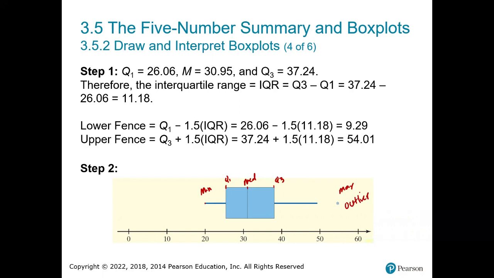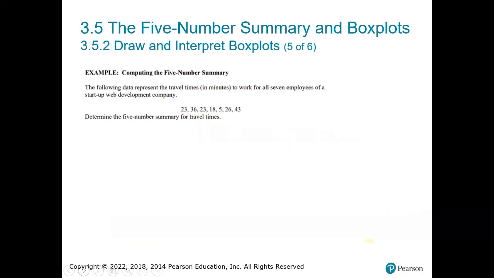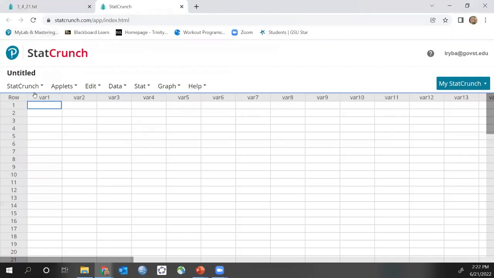So I'm going to do 2 examples, and then we'll discuss a little bit about their shape. Okay, so this is the same travel time data. I don't think I have mine saved anymore, so I am going to open a new StatCrunch here. Give me just a second. Hopefully by now you guys are comfortable with getting to StatCrunch on your own.